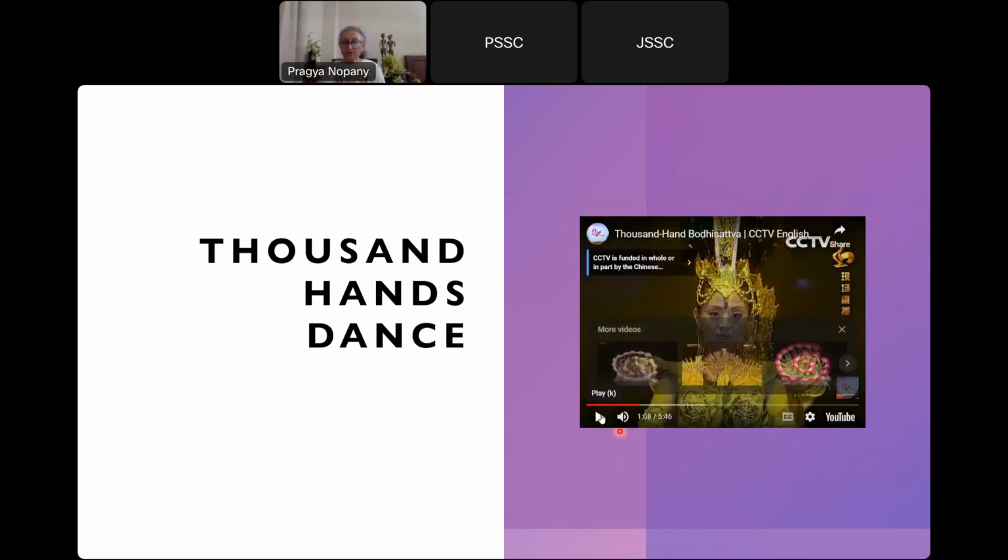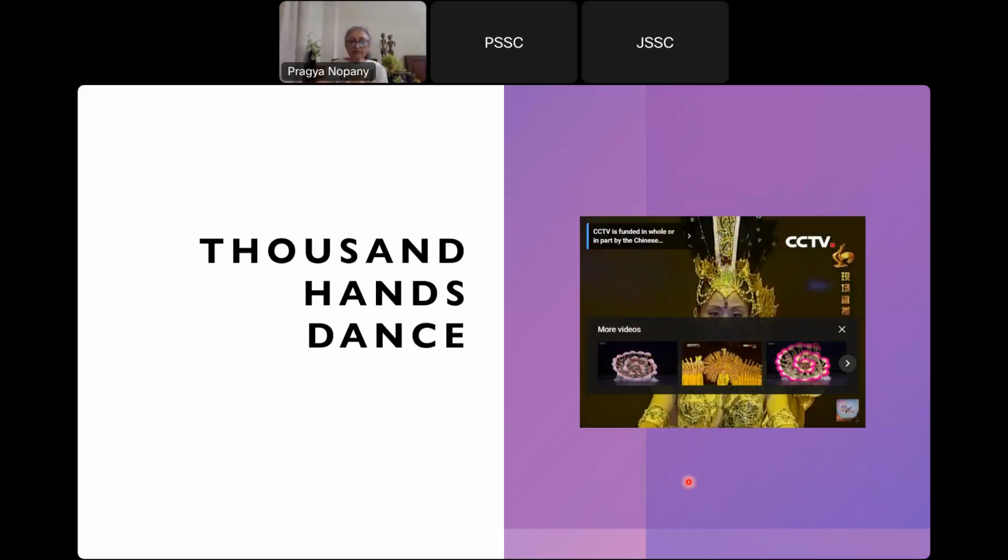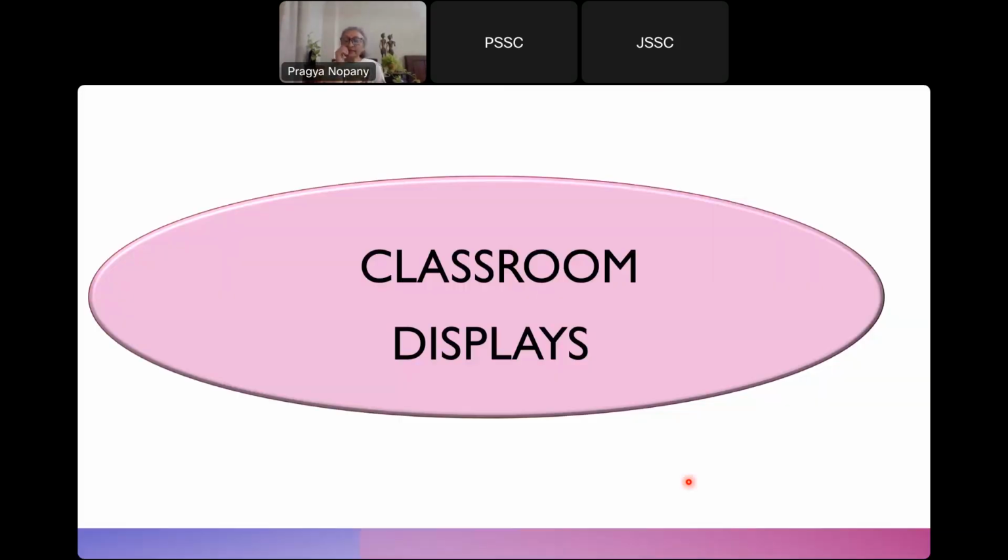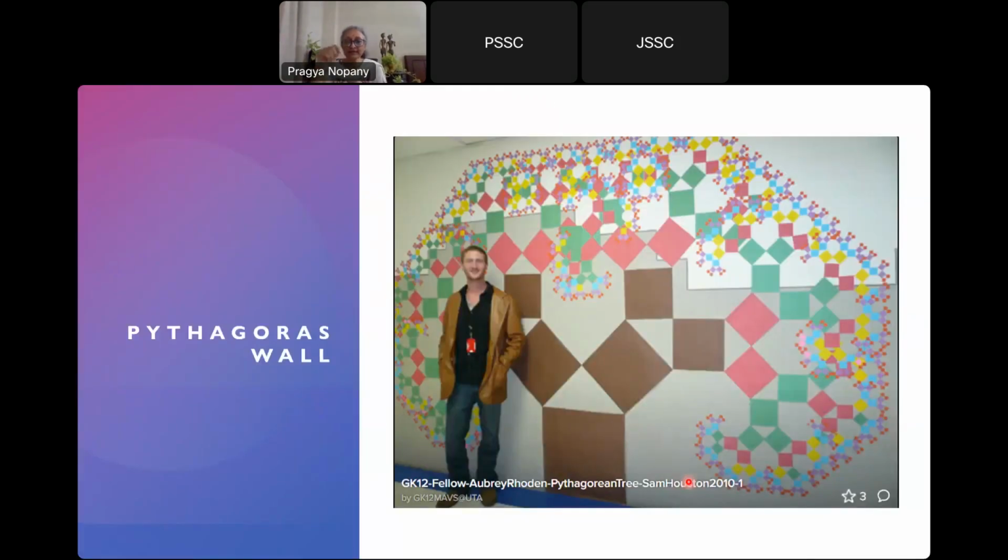So you can watch more of this on the internet. I just wanted to show you the ideas that you can bring in the classroom. Now we can also have a lot of classroom displays which convert mathematics into a real art form. And look at this. This is a Pythagoras wall. So how this is one square, this is another square, and when you add the square of these two, you get a third square, which is shown here.